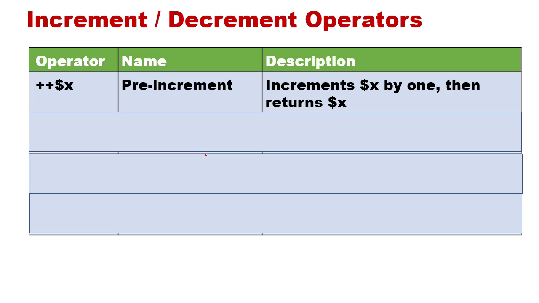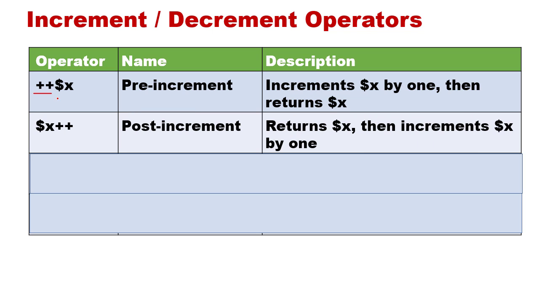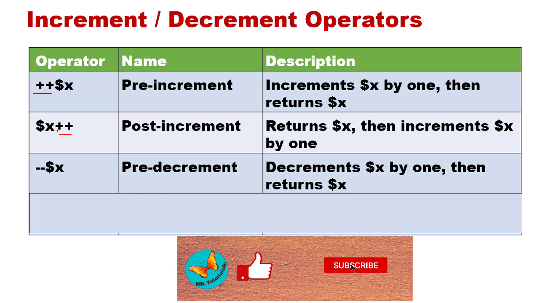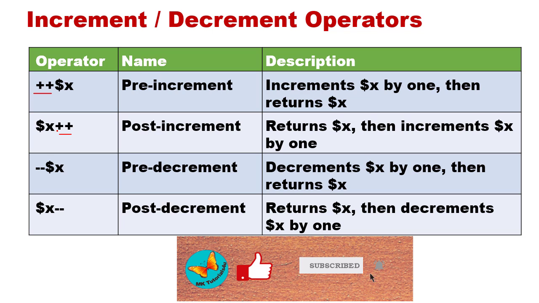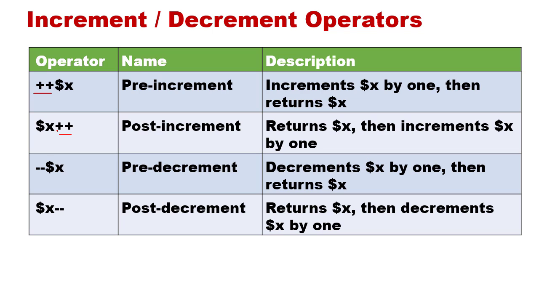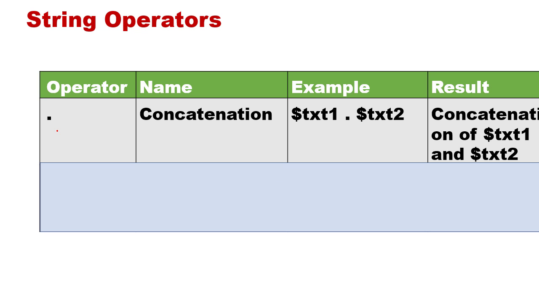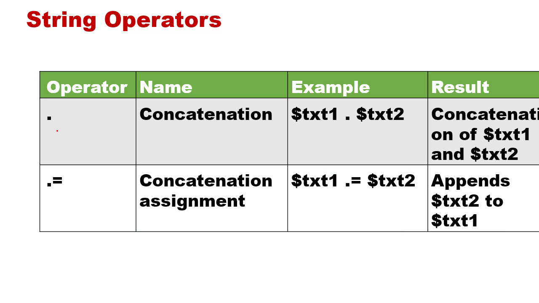Next are increment and decrement operators. This is pre-increment, attaching the double plus sign in front of the variable. This is post-increment, attaching it after the variable. Then this is pre-decrement and this is post-decrement. Increment will add 1 and decrement will decrease by 1. Next is the string operator. First is the dot, which does concatenation, and second is dot equals, which appends text to the first text.